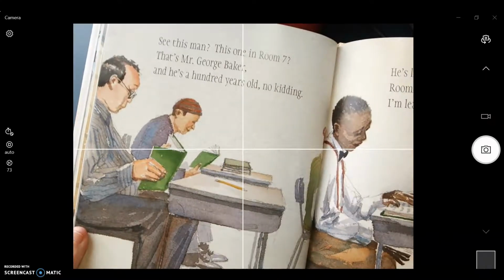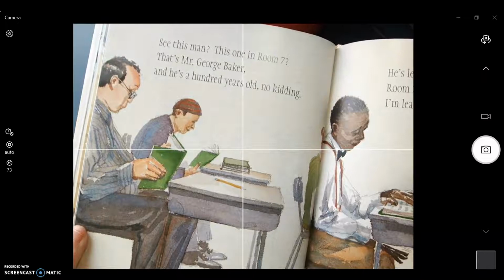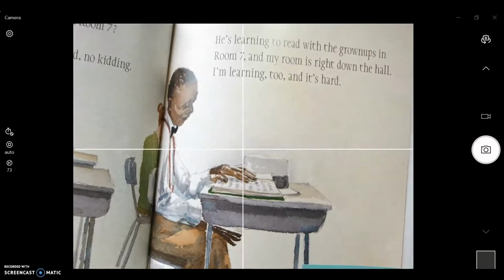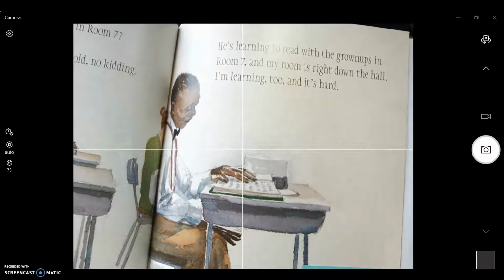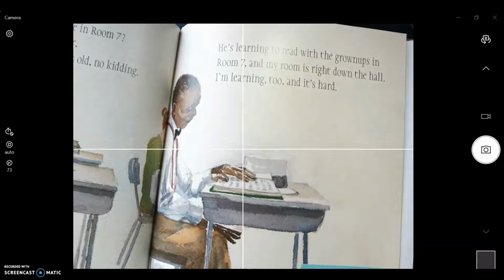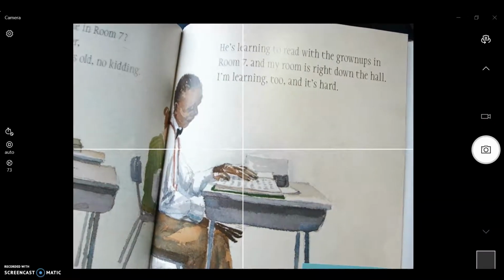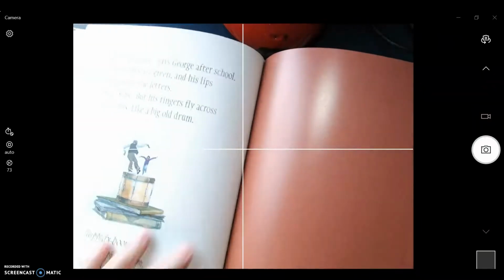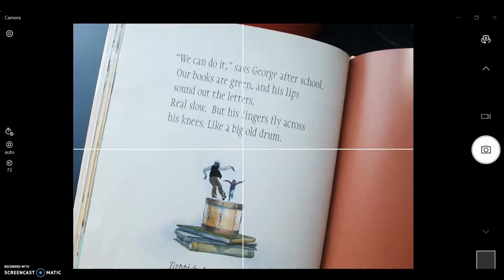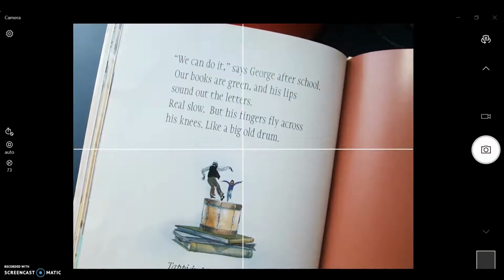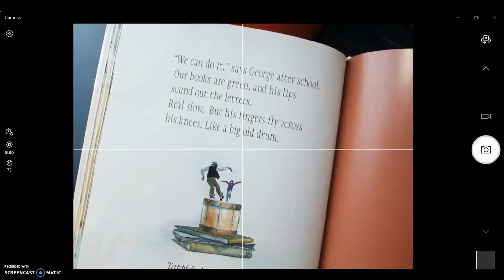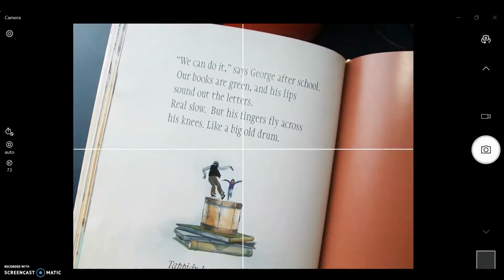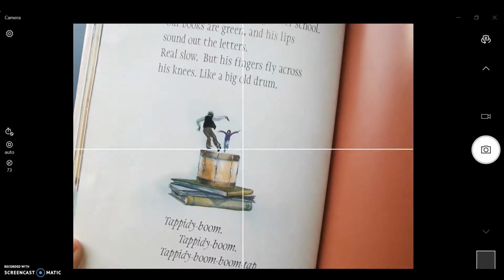See this man, this one in room 7? That's Mr. George Baker, and he's 100 years old. No kidding. He's learning to read with the grown-ups in room 7, and my room is right down the hall. I'm learning too, and it's hard. We can do it, says George after school. Our books are green, and his lips sound out the letters real slow, but his fingers fly across his knees like a big old drum. Tappity boom, tappity boom, tappity boom, boom, tap.